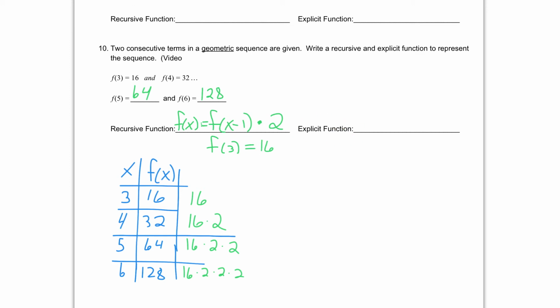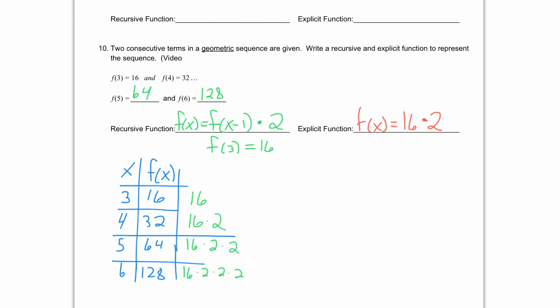So for our explicit function, we can do f of x is equal to what we started with. We started with 16. This time we're multiplying by 2, and we need to know how many times we're multiplying by 2 compared to our x. So we prepared ourselves for that right here.